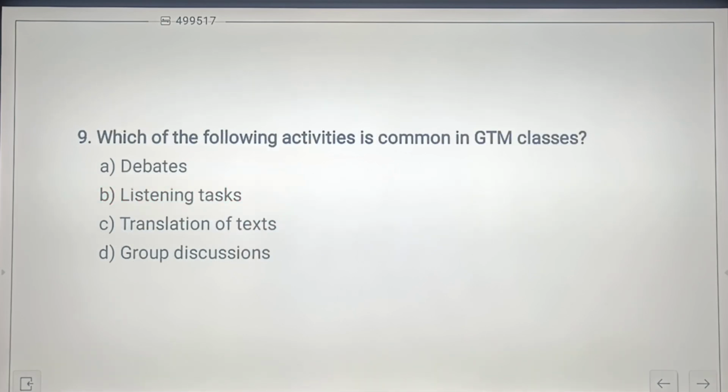Next, which of the following activities is commonly used in grammar translation method classes, GTM classes? A. Debates. B. Listening tasks. C. Translation of text. D. Group discussions. Which of the following activities is common in grammar translation method classes? The right answer is translation of text.